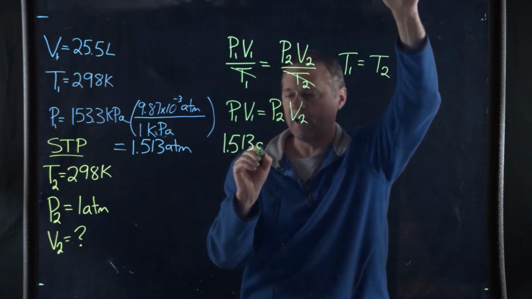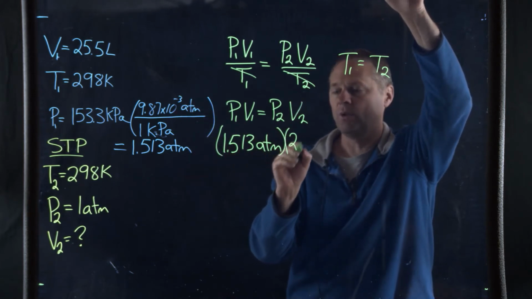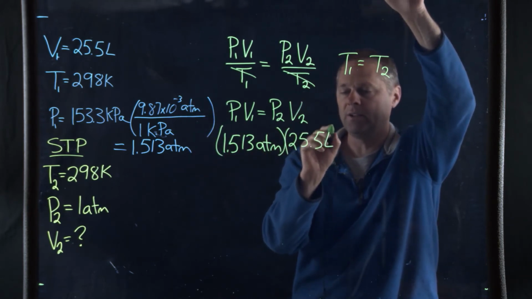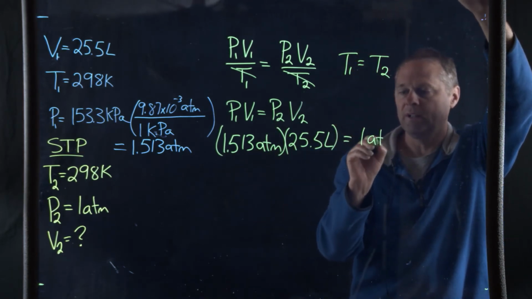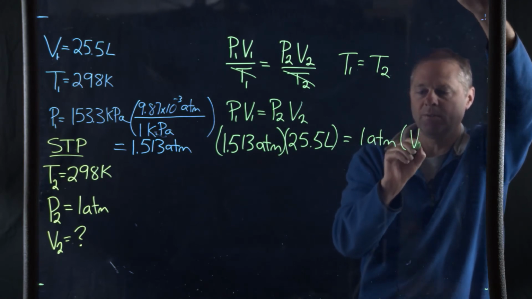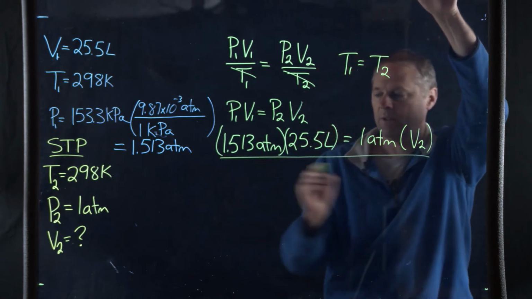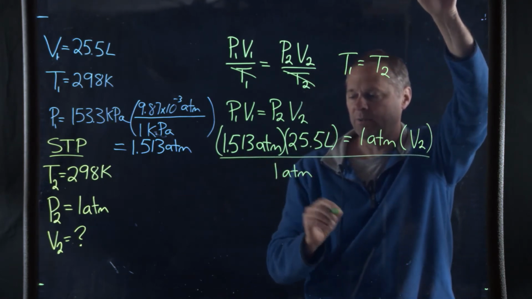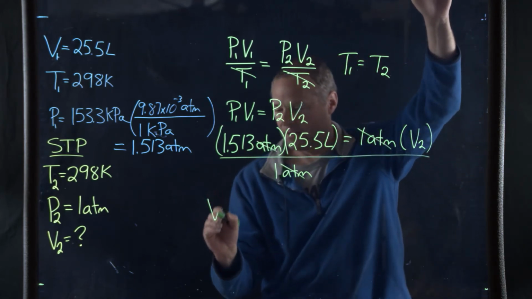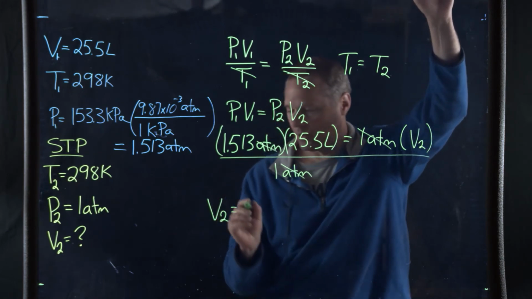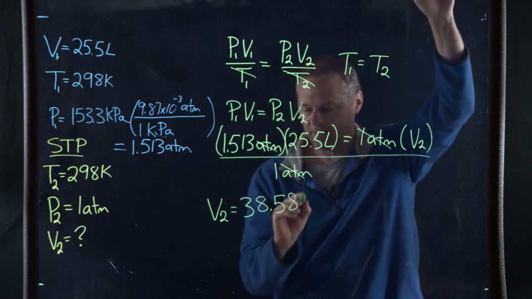So this is 1.513 atmospheres times our volume, which is 25.5 liters, is equal to P2, which is 1 atmosphere, times V2. So we'll solve this for V2. We can divide this whole thing by 1 atmosphere. Atmospheres cancel. And our V2 for this problem is going to be 38.58 liters.